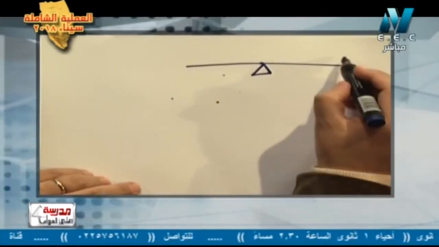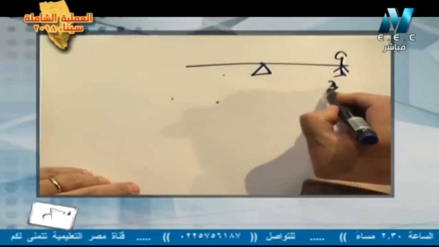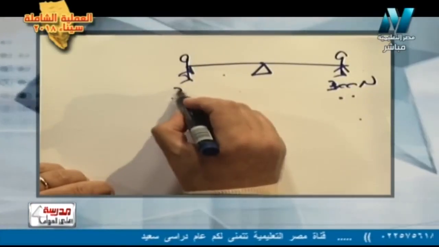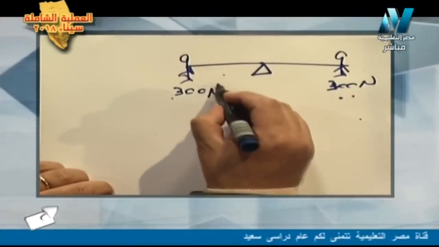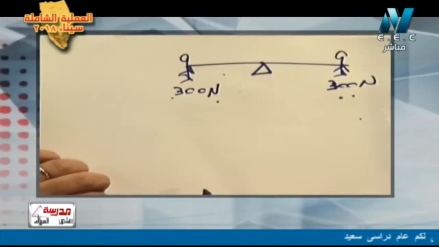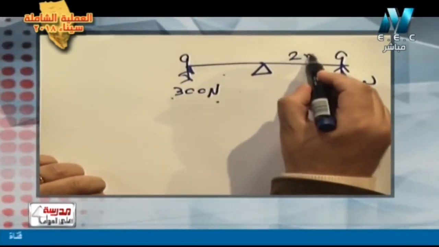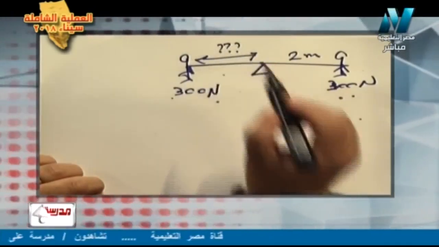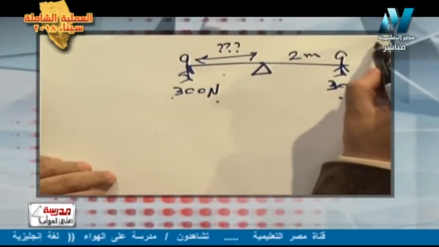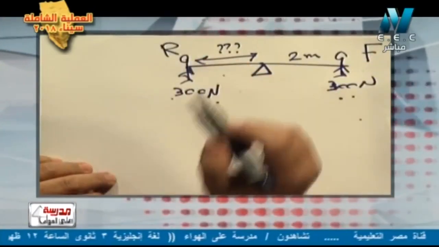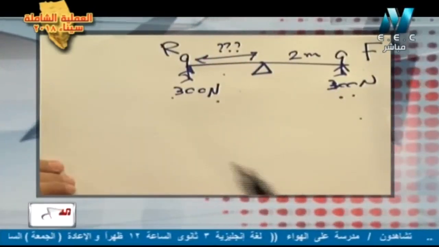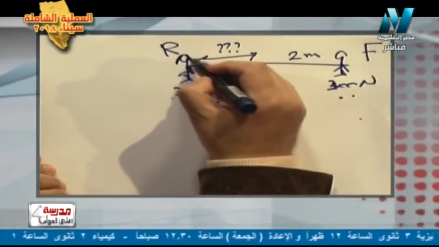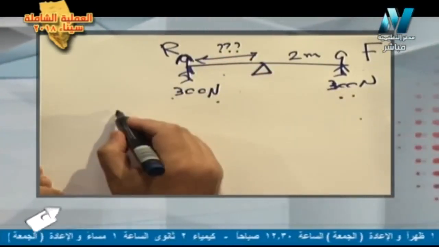A boy sits here and his weight is 300 Newton, and the girl sits on the other side and her weight is 300 Newton also. The boy sits at a distance of 2 meters and I want to know the distance of this girl to make balance. So here I will consider the boy as F and the girl as R, and we agreed that they are the same. I could also consider the girl as F and the boy as R. Okay, let's draw the girl's hair just so it's clear she is a girl, so nobody gets upset.